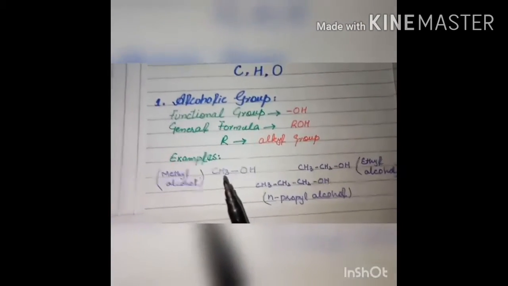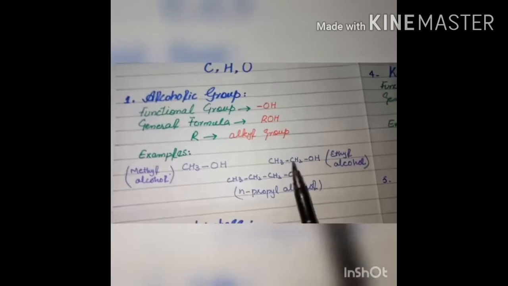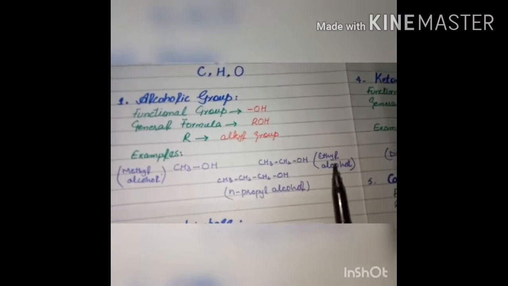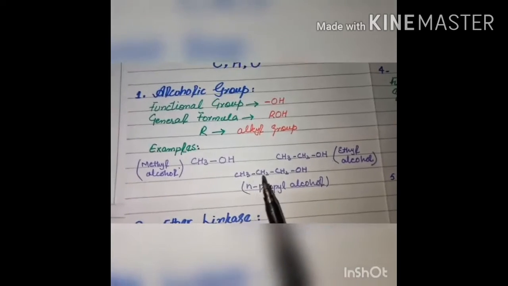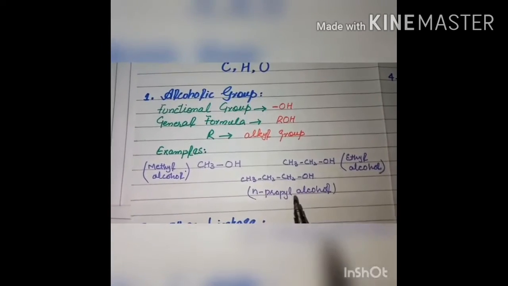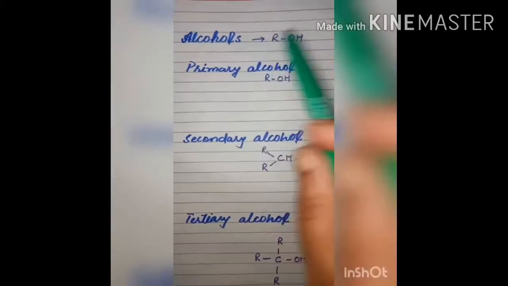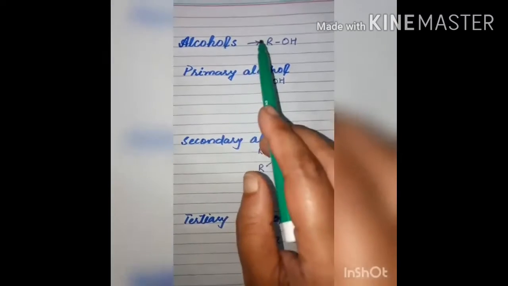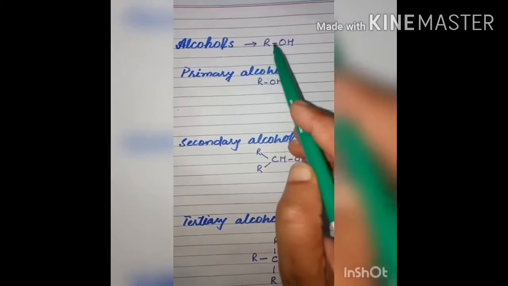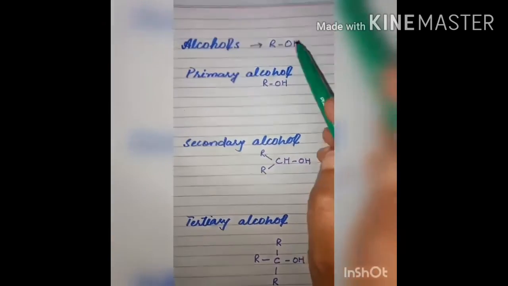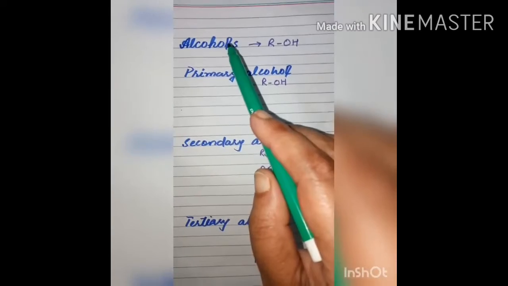The examples are methyl alcohol, CH3OH, CH3CH2OH, ethyl alcohol, which is formed from the ethane radical, and CH3CH2CH2OH, which is n-propyl alcohol. Okay students, the general formula for the alcohols is ROH. It means any alkyl radical can attach with the OH group, and then the compounds are called alcohols.